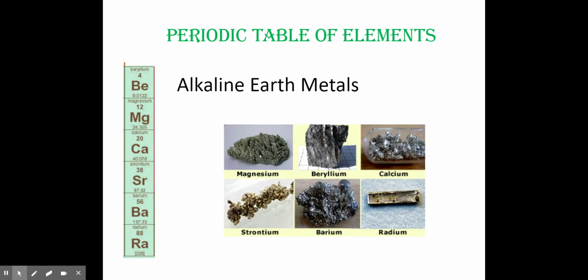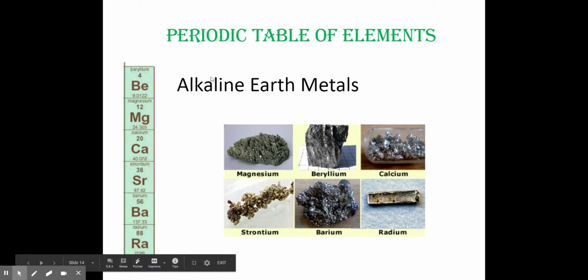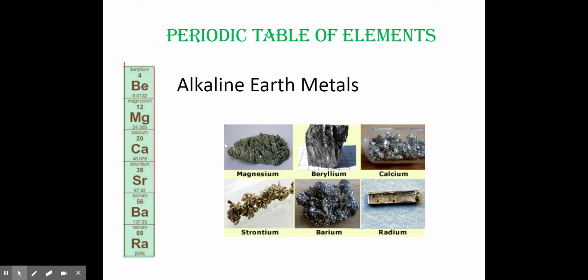The next group we have are the alkaline earth metals. These have two valence electrons. They are the second column, and remember, columns go up and down, guys. The beryllium, magnesium, calcium, strontium, barium, radium. These are all the alkaline earth metals, and this is some picture of what it actually looks like.